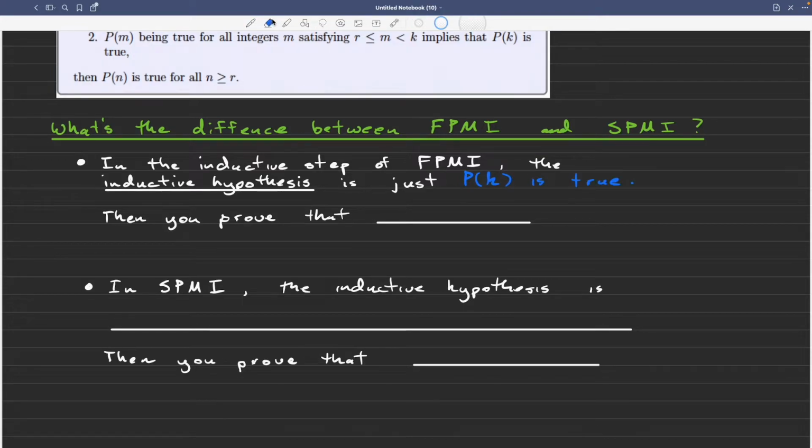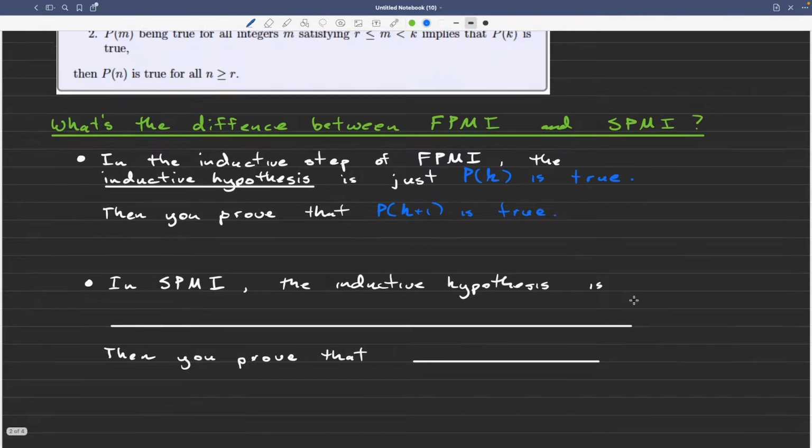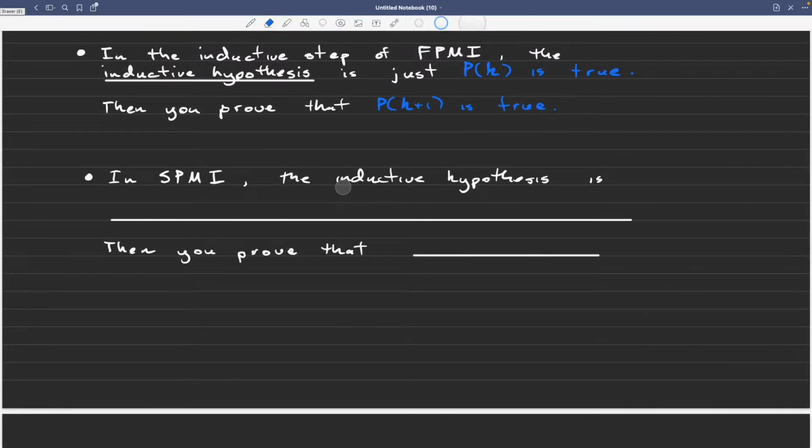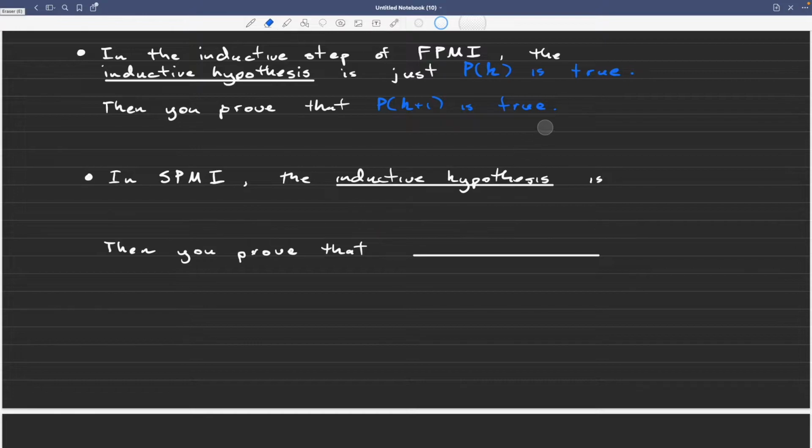And then what you want to prove is that the next statement is true. So you want to prove that P of K plus 1 is true in the inductive step. But in the second principle, the inductive hypothesis is, if you spell it out in a less condensed way, you're assuming that P of R is true. You're assuming that P of R plus 1, all the way up to P of K minus 1 are all true.